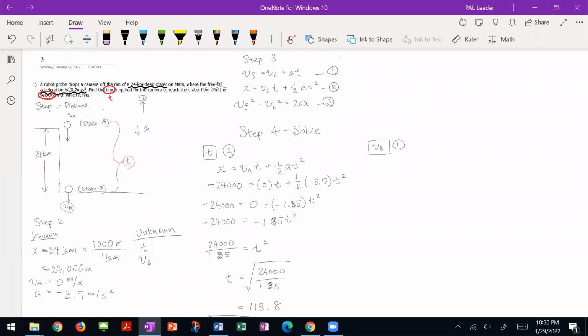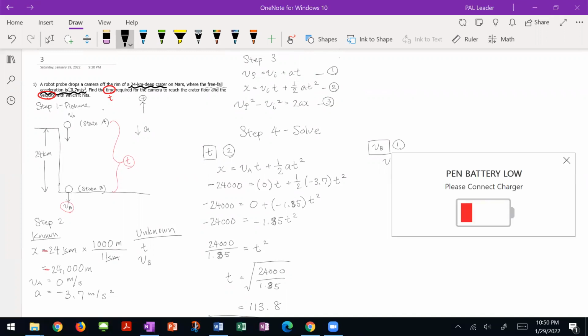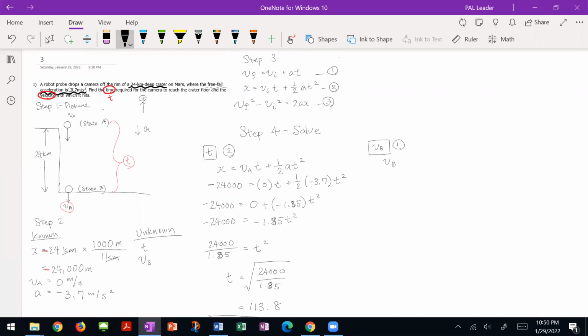I will rewrite the equation. In our problem, we didn't call this V final, we called it VB. VB equals VA, the initial velocity, plus the acceleration, and how long we traveled for. VA was 0, right? Acceleration was negative 3.7 because it's going down, and my pen is dying. Time. We traveled for 114 seconds.